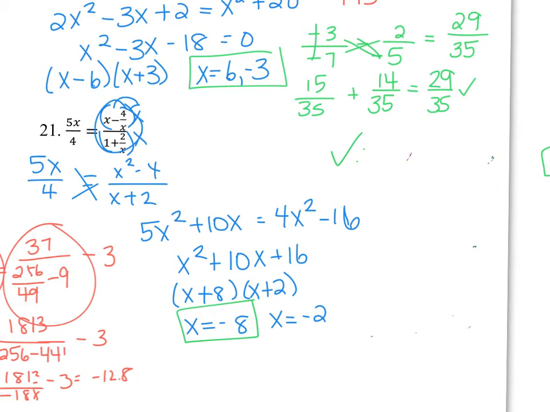Now I'm going to plug in negative 2. So 5 times negative 2 is negative 10 over 4 equals, I'm just going to plug it in down here. I get 4 minus 4 over negative 2 plus 2. So I get negative 5 halves equals 0. I instantly know that's not a solution.